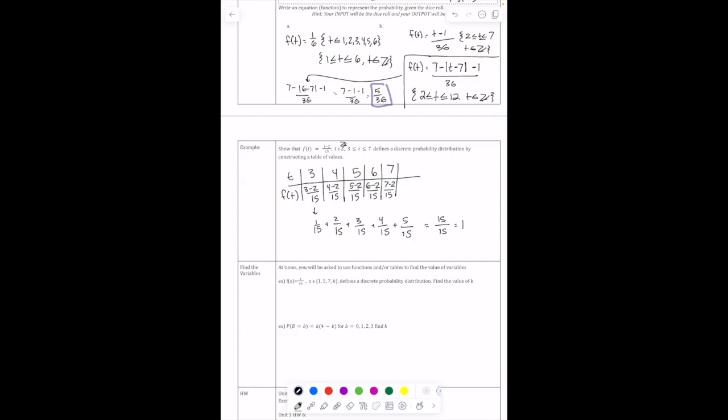So we can say all probabilities are between 0 and 1, and they all add up to 1. So that's what it takes to show something is a probability distribution.